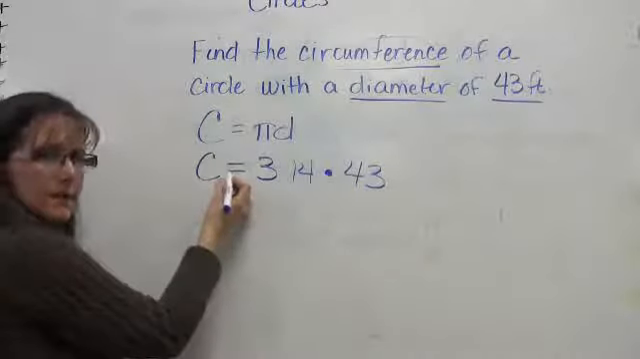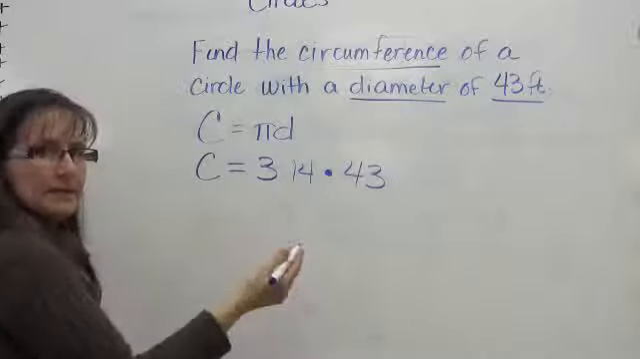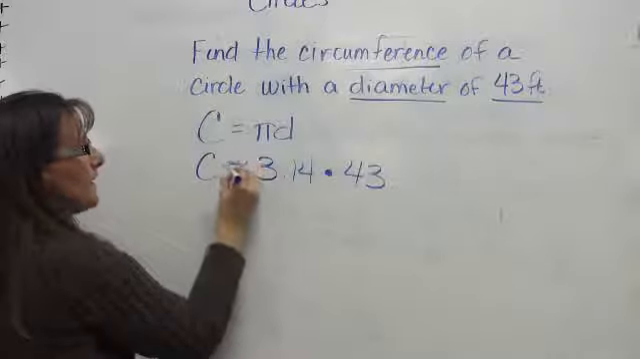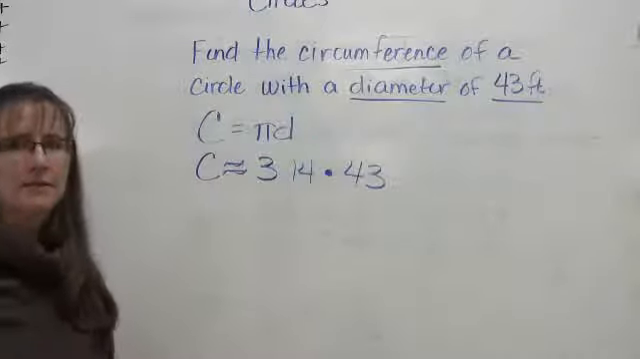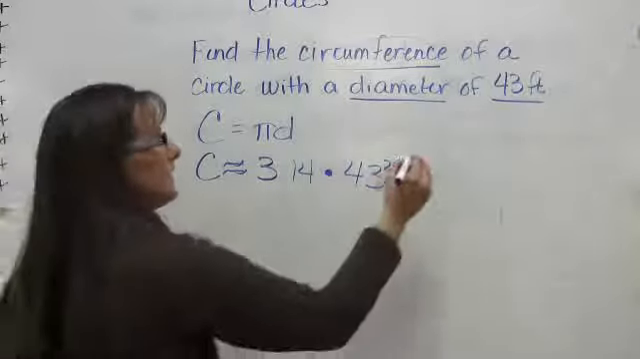Going back to my equal sign, because I used 3.14, I estimated it, I rounded it, I need to go ahead and change my equal sign to an approximately equal to. And now I'm ready to do my multiplication.